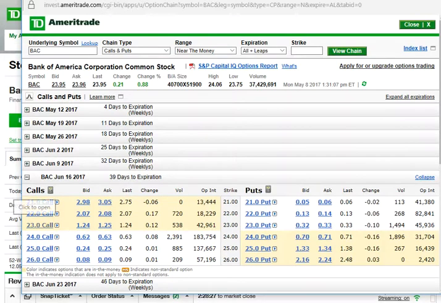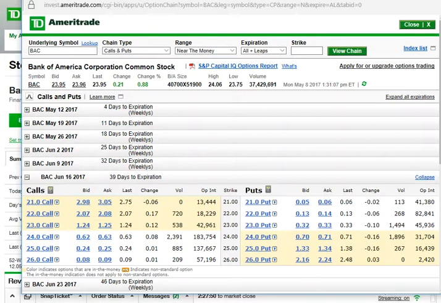So in the case of this $23 call, the premium is $1.24. So $23 plus $1.24 is $24.24. So in order to make money on that call option, Bank of America has to go up to $24.24 or higher. Okay, if you went further in the money and you bought a $22 call option, $22 plus $2.07 is $24.07. So you can see the further that you go in the money, the less the price of Bank of America actually has to move in order for you to make money.